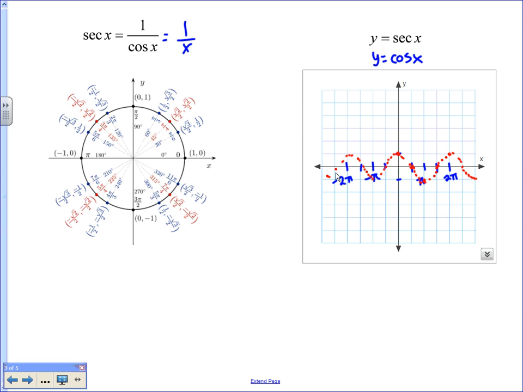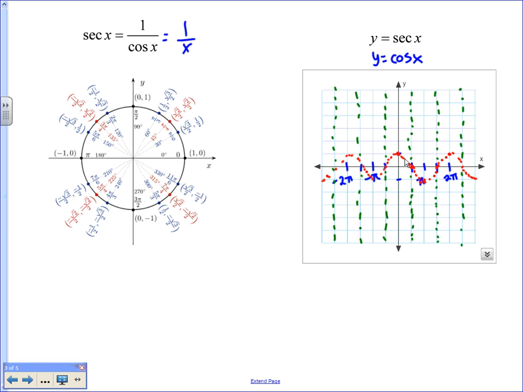I think I got a little off there, maybe. No. Okay. So let's think about some of our values here. Whenever cosine is 0, if it's 1 over cosine that I'm really graphing, where cosine is 0, I have 1 divided by 0, which is a vertical asymptote. So every place that my graph goes through 0, I'm going to put a vertical asymptote. Every time it goes through 0, I need a vertical asymptote.